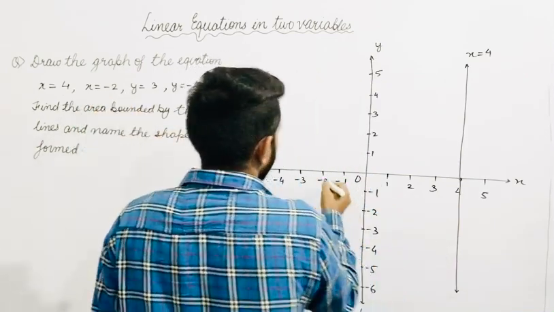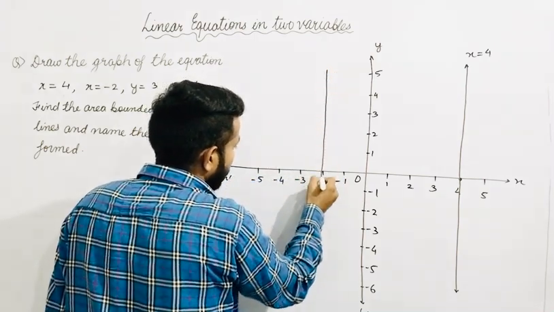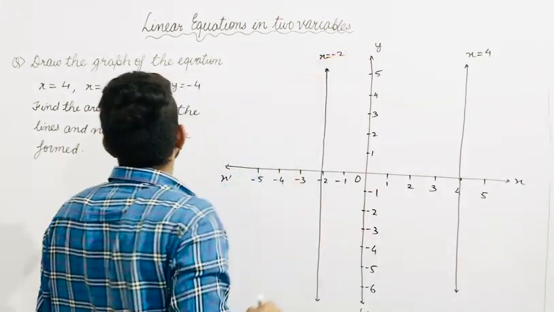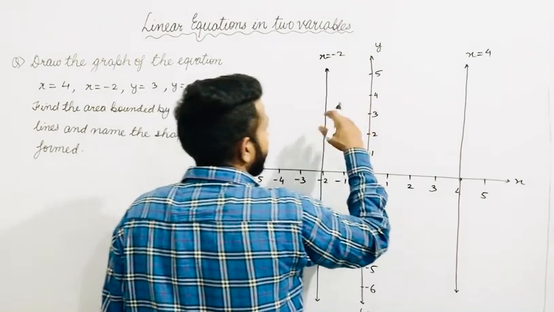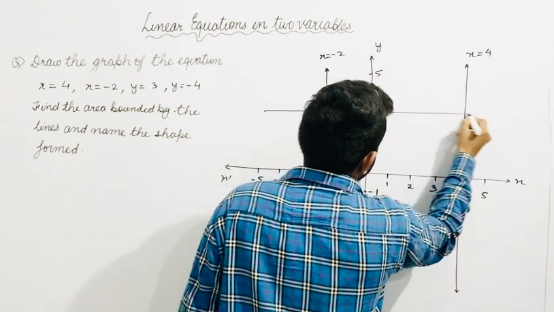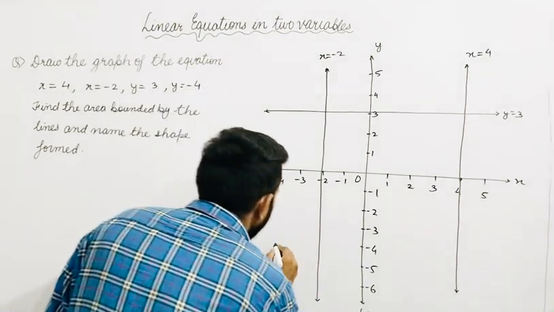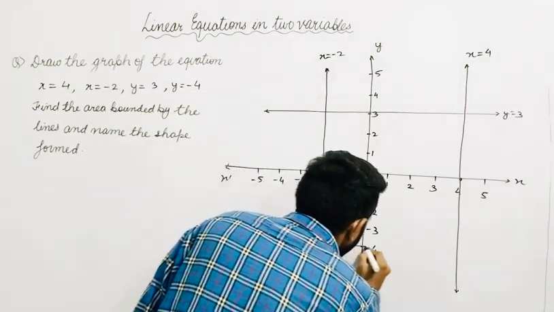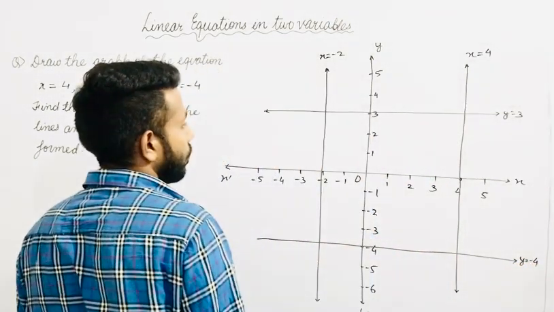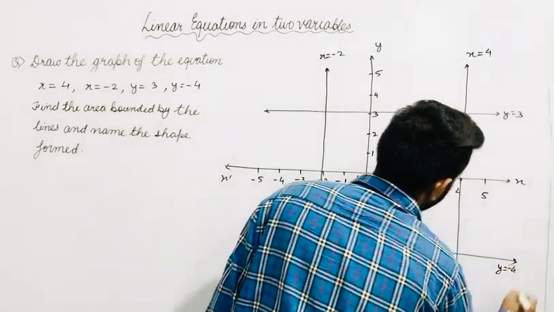X equals minus 2. This is also a line that is parallel to the y-axis, that is x equals a or x equals minus a, that is x equals minus 2. Now y equals 3. Y equals 3 is the graph of a line that is parallel to the x-axis. So y equals 3 is here. Now y equals minus 4. So y equals minus 4 is also a line that is parallel to the x-axis. You can write it here. Y equals minus 4.